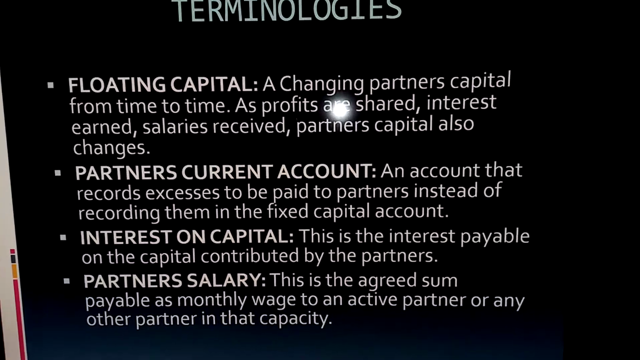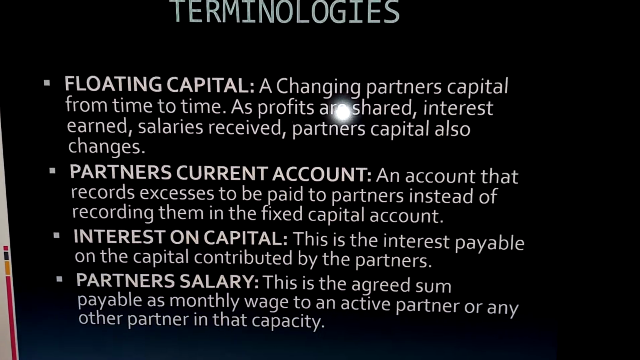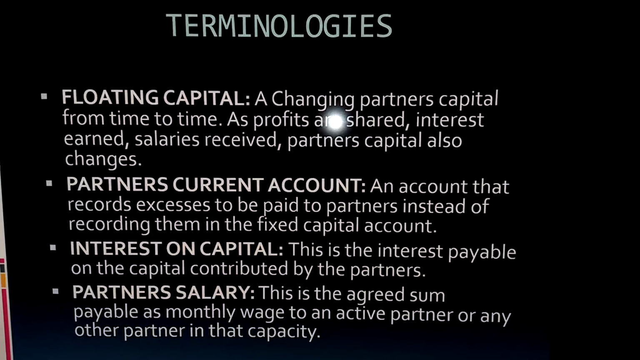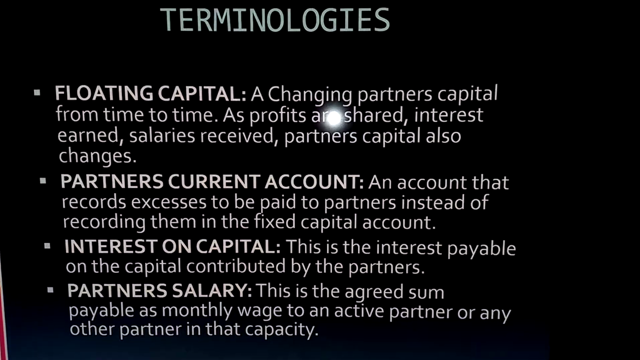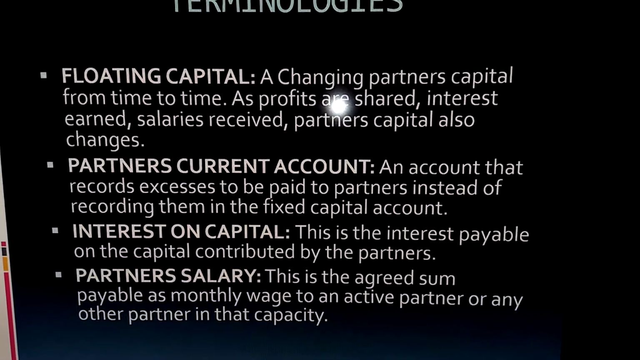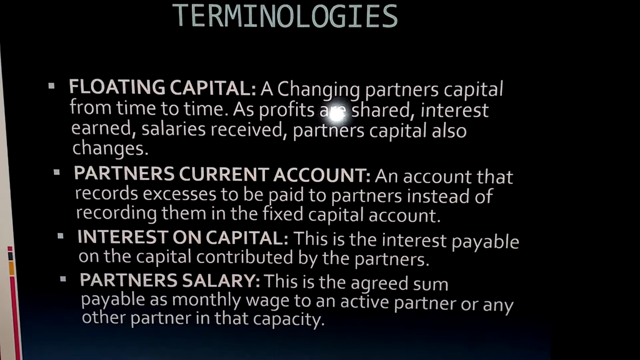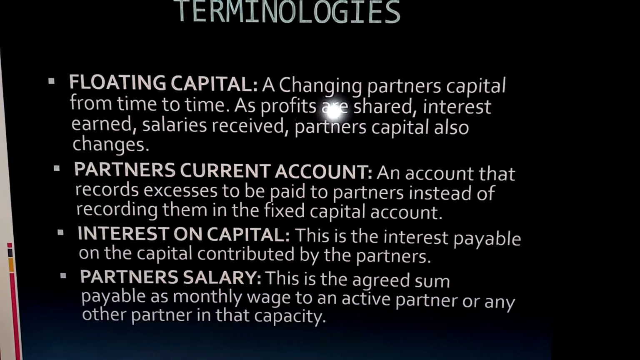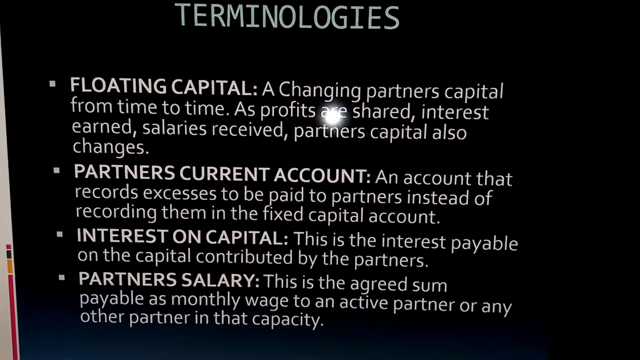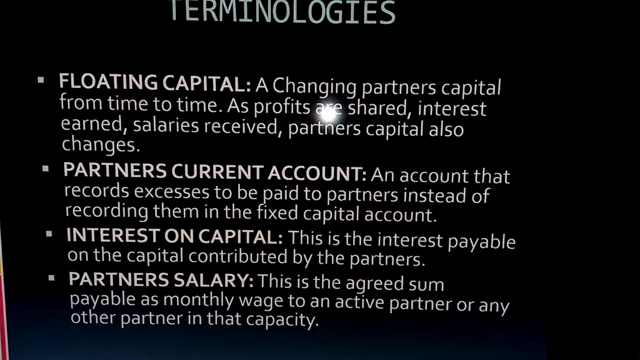The next one is interest on capital. What it means is that the capital that has been contributed to the business should attract interest. So the interest payable on the capital is what we call interest on capital. The next one, partner salaries. That is the agreed sum payable to any partner as a monthly wage or as an allowance for being active, or for having done anything that puts him in that capacity.